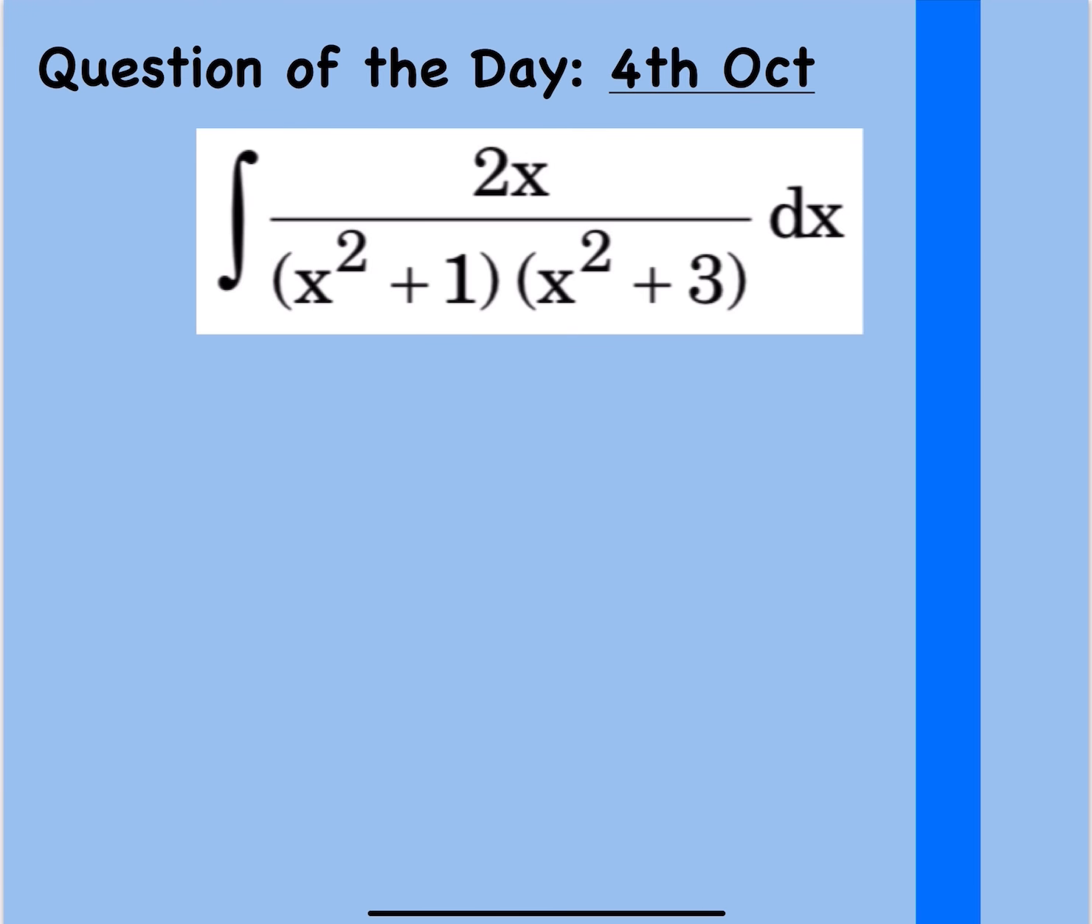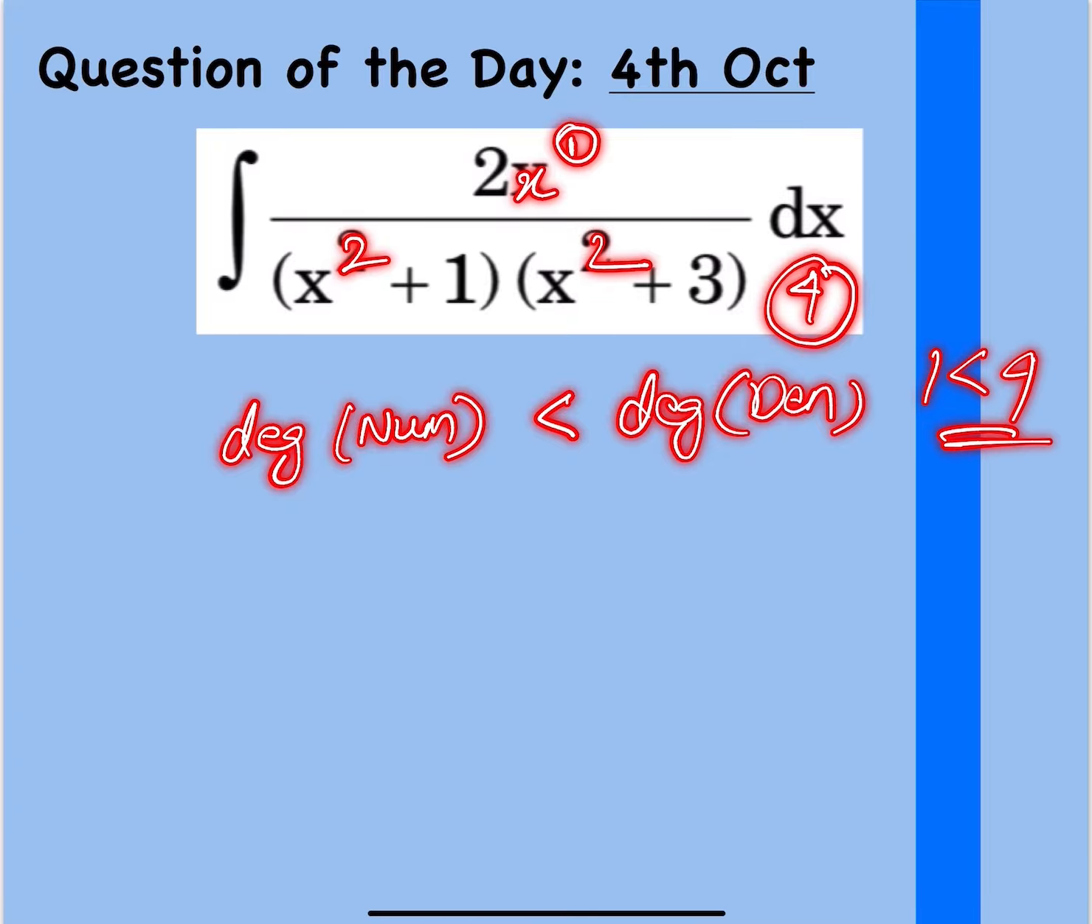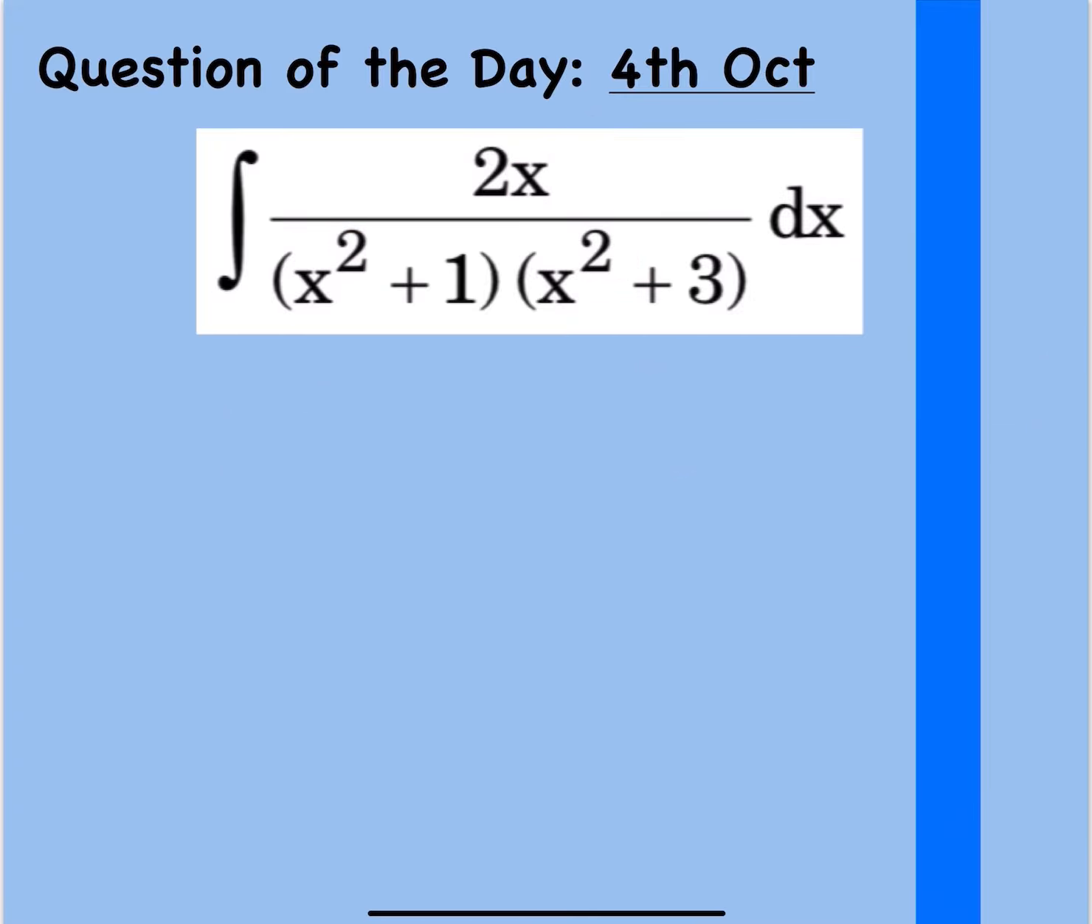Now, the condition for partial fractions is that the degree of the numerator expression, which is x to the power 1, should be less than the degree of the denominator, which is 2 and 2. If you expand this, you will get 4. So, 1 is less than 4. Hence, you can apply partial fractions.